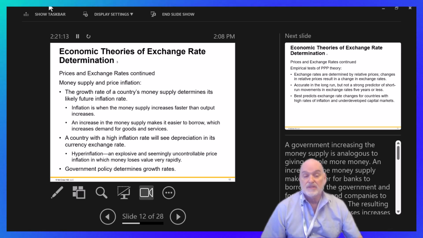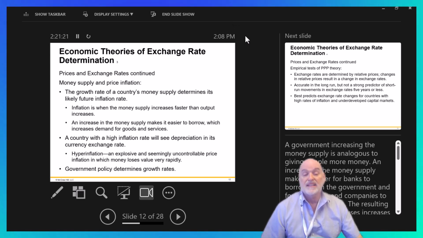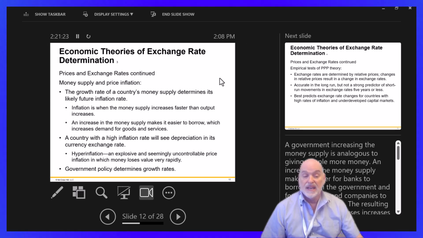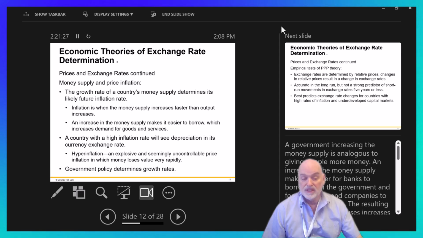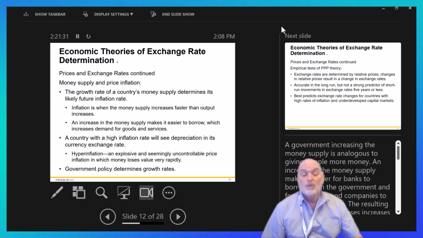Prices and exchange rates, continued. What about the money supply and price inflation? Well, the growth rate of a country's money supply determines its likely future inflation rate. Inflation is when the money supply increases faster than output increases, and an increase in the money supply makes it easier to borrow, which increases demand for goods and services. A country with a high inflation rate will see depreciation in its currency exchange rate.